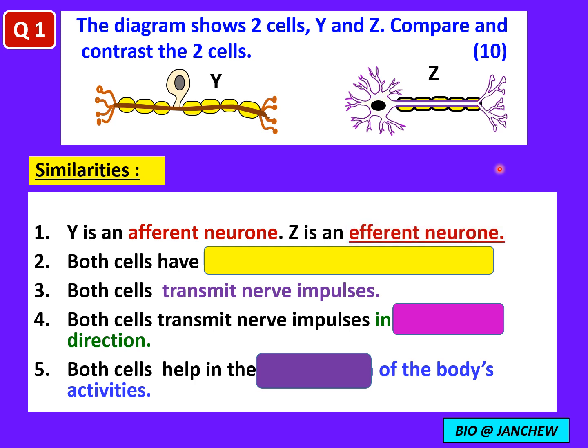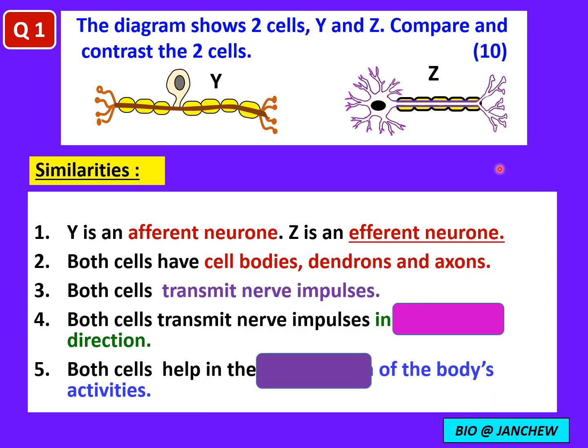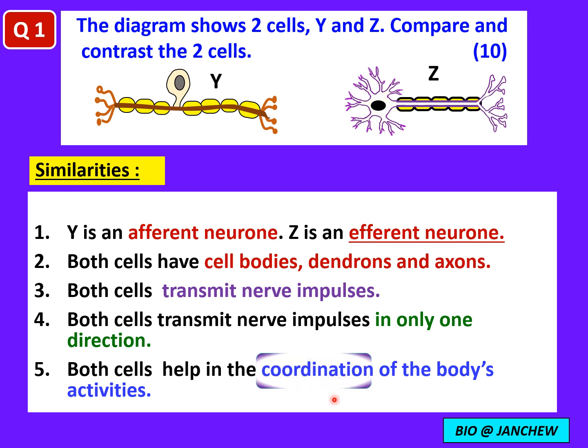Both cells have the three general parts. What are they? Cell body, dendrons, and axons. Number 3, both cells transmit nerve impulses. Number 4, both cells transmit nerve impulses in only how many directions? One direction. Okay, the 5th point, both cells help in what process of the body's activities? Coordination.